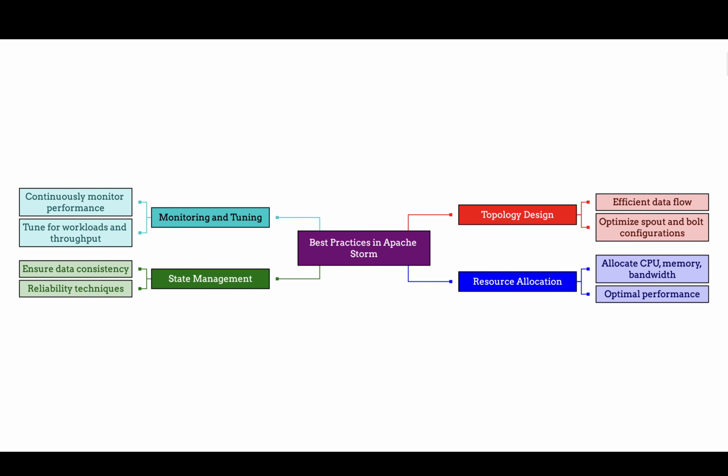Best practices in Apache Storm. 1. Topology design. Design topologies with efficient data flow and processing logic. Optimize spout and bolt configurations for better performance. 2. Resource allocation. Appropriately allocate resources such as CPU, memory, and network bandwidth for optimal performance. 3. State management. Use state management techniques effectively to ensure data consistency and reliability. 4. Monitoring and tuning. Continuously monitor the system's performance and tune configurations to handle varying workloads and optimize throughput.